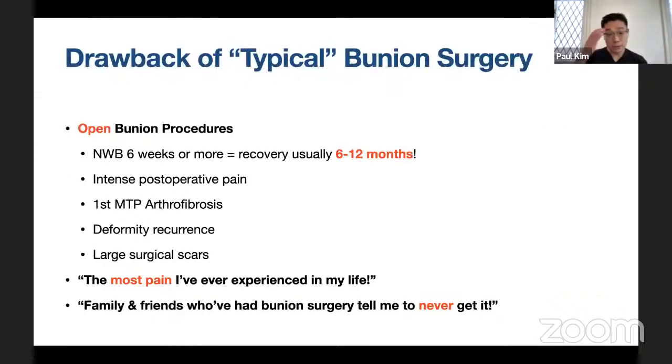So when you think about bunion surgery, there's a typical drawback. Typically, these procedures are performed open. You have to be non-weight bearing for 6 weeks or more, and recovery is about 6 to 12 months. That's a pretty hard sell when you're talking about hallux valgus correction to surgical patients. They have intense postoperative pain. There's a lot of stiffness because when you do that capsulotomy and the McBride, shortening the medial capsule, you get a lot of arthrofibrosis. And of course, the deformity recurrence, as we said in that paper, is about 5%. And you have large surgical scars. Large surgical scars equate to more dissection, which equates to more possible risk of injury to the nerves, tendons, vessels, etc.